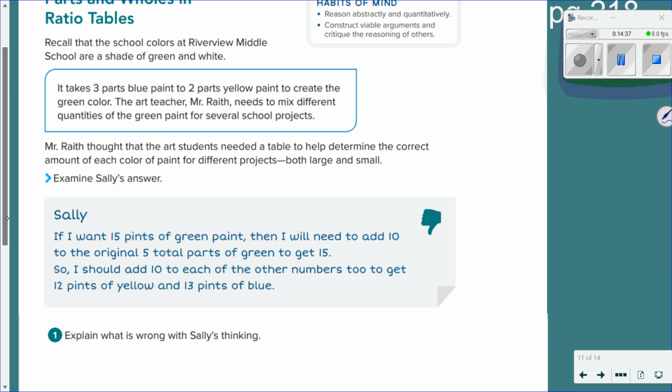Okay, so we started this section with green paint from Riverview Middle School. So we go back to that. Remember, it takes 3 parts blue to 2 parts yellow to create green color. They want to mix different quantities for several school projects. So we thought they needed a table to help determine the correct amount of each color for the different projects.